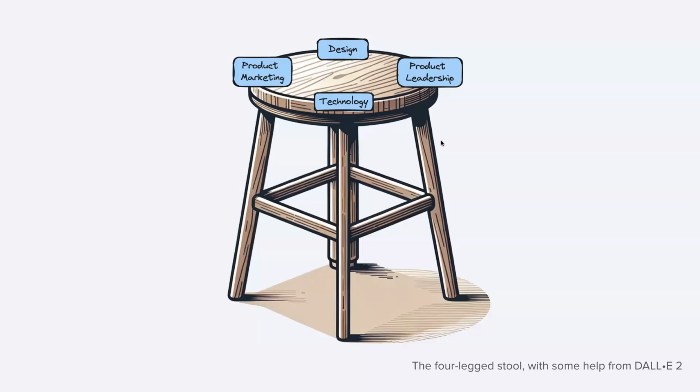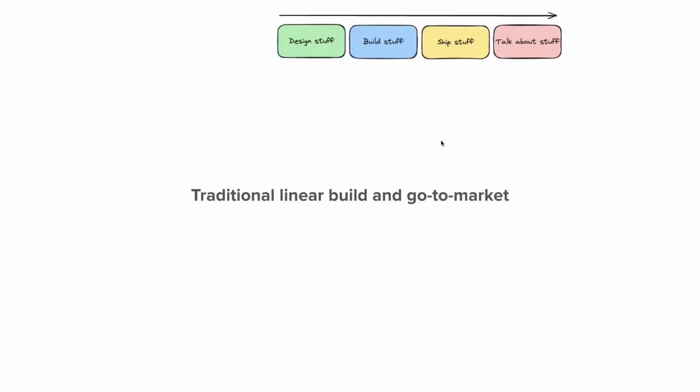The four-legged stool, from my perspective, is the ideal group of functions or people. Maybe you've only got two people who cover these four, it doesn't really matter, but just covering off these four perspectives: product leadership, design and technology, but also product marketing. So you can see what I'm going to be shifting left on here.